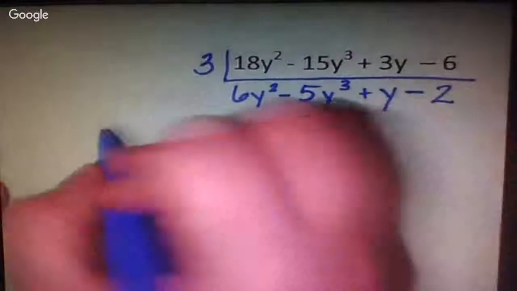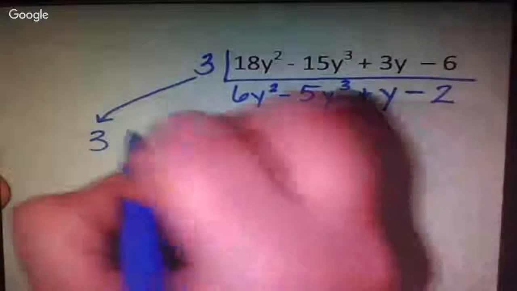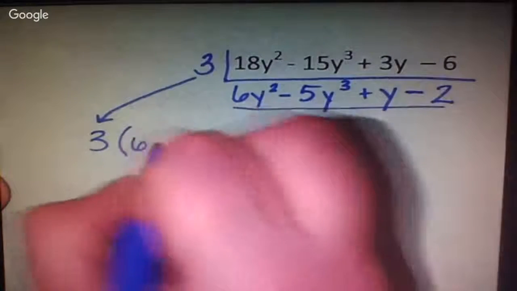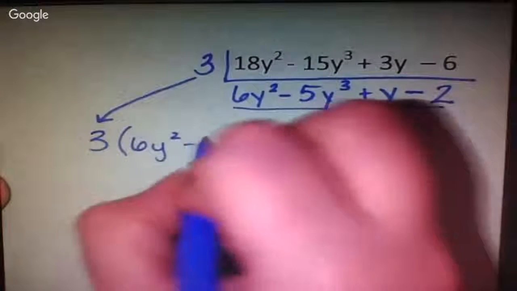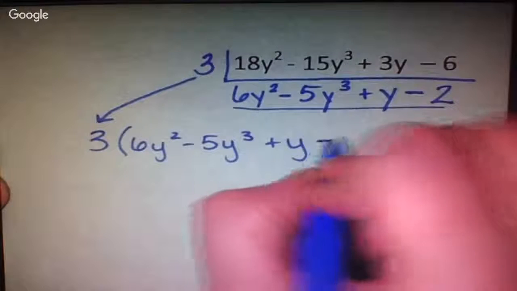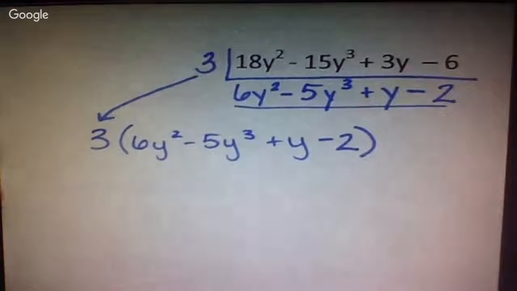So your final answer then is 3. That came from here. And then inside parentheses is what's left over: 6y squared minus 5y cubed plus y minus 2. So if the 2 had the variable and the exponents were different, we could still pull out y's. We'll have an example like that, and I'll show you how to handle that.